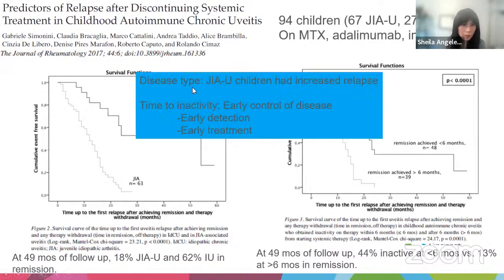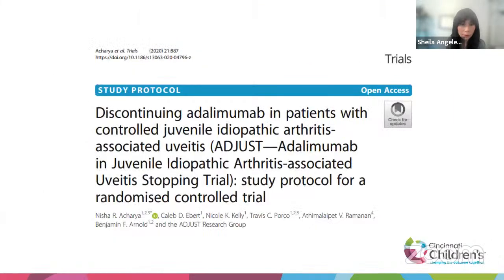So something to consider is the type of disease. It seems like children who have uveitis associated with JIA have an increased risk of relapse. And what's really important is early control of disease, so early detection and early treatment. We don't know a lot, but I think most of you are aware of Dr. Acharya's study, the ADJUST trial, which is a stopping trial of adalimumab in children with uveitis associated with JIA. So hopefully more answers to come then.